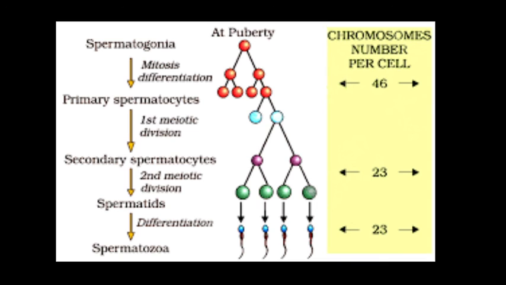Okay, so this is all about the process of spermatogenesis. In the next class we will describe how hormones affect spermatogenesis, and we will also describe oogenesis and the hormones which affect the oogenesis process. Okay, so this is all about this lecture. I hope you all understand.